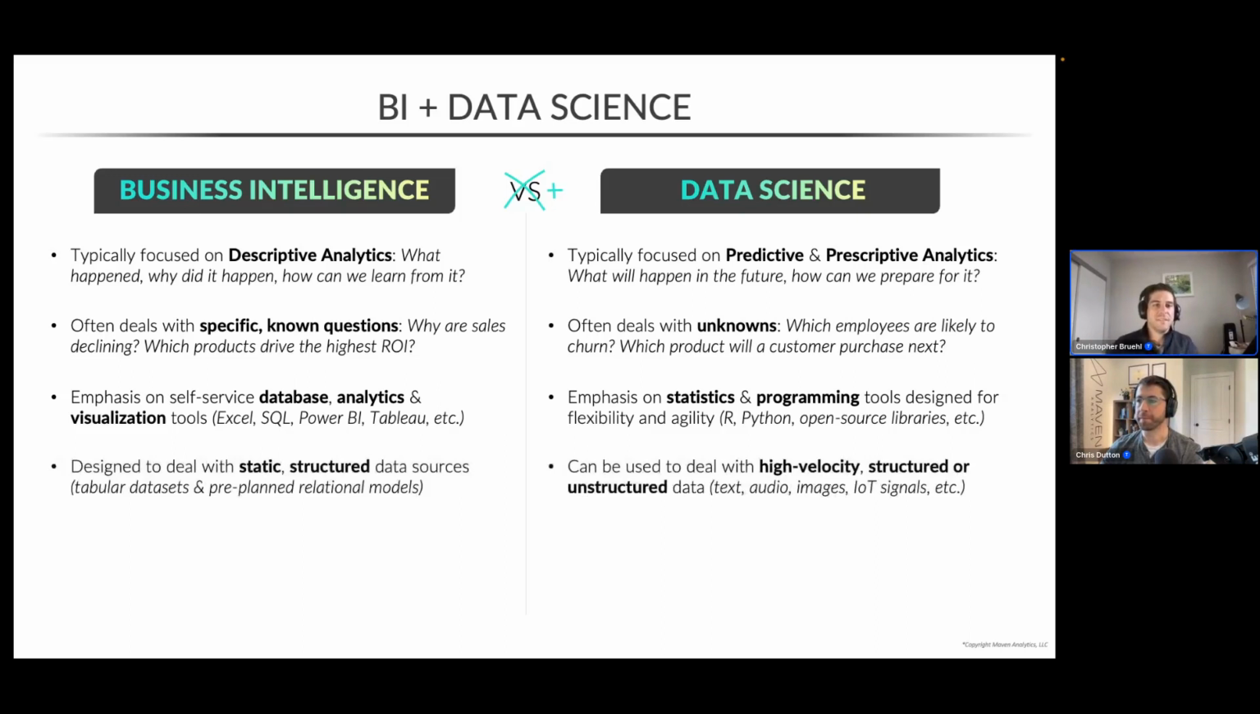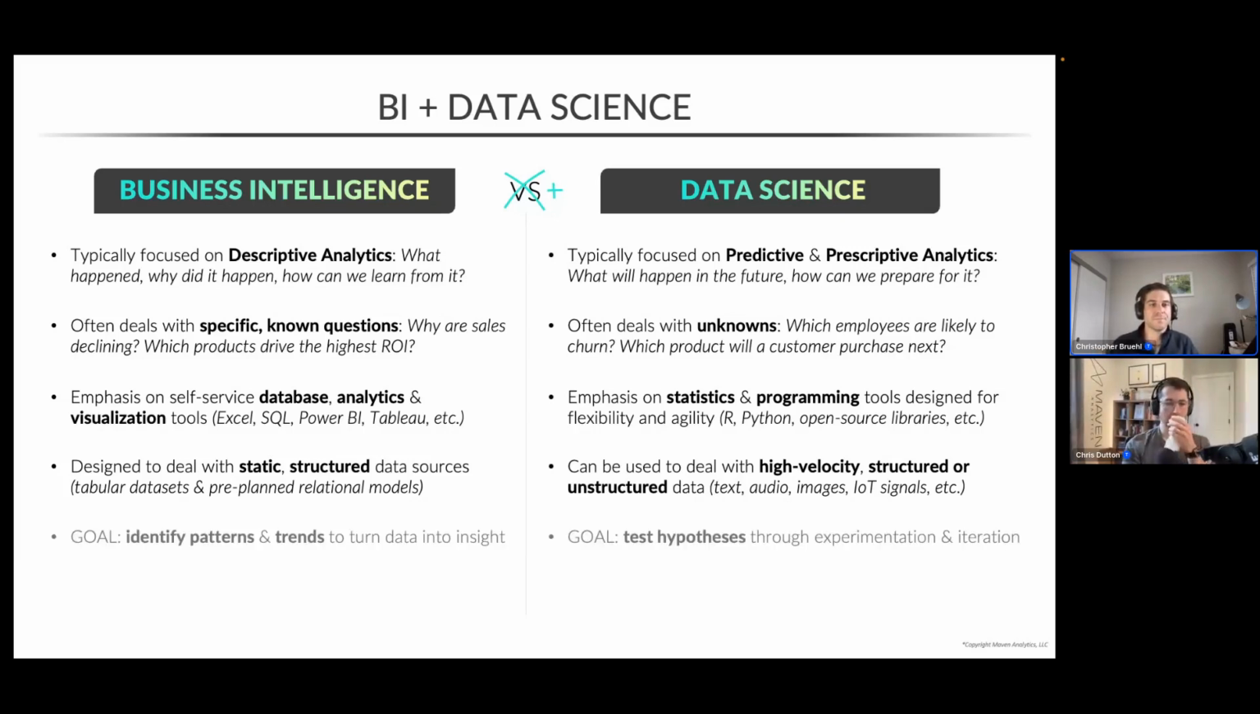Business intelligence is designed to deal with static, structured data sources. So our SQL databases, Excel worksheets with pre-planned relational models. And data scientists still play heavily with those static structured data sets, but they might also be asked to work with high velocity or unstructured data like text, audio, images, or Internet of Things signals. Typically, data scientists just have a few more tools in their tool belt to deal with some of these more complex or unstructured problems.